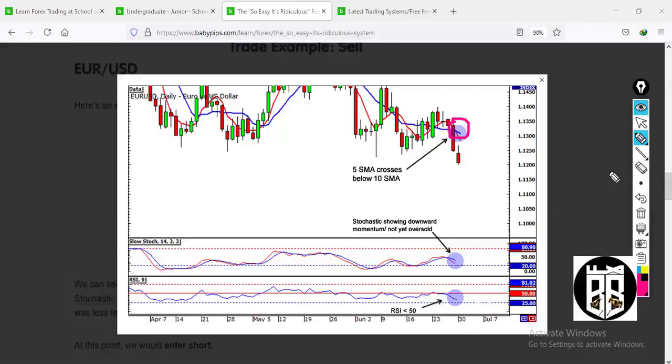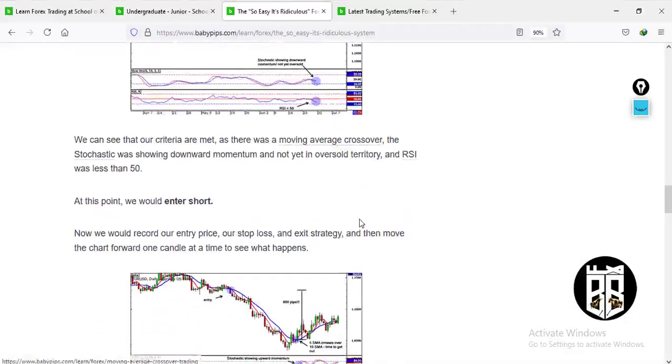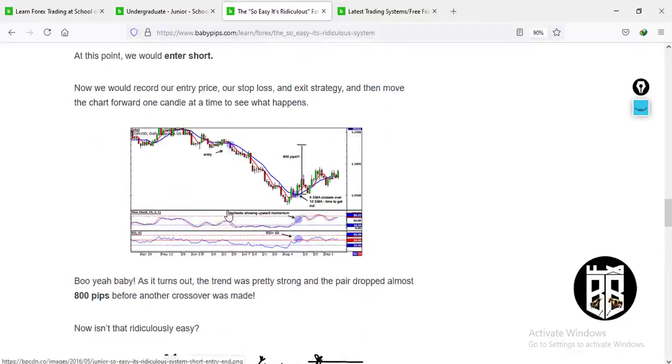It's not in the overbought region yet. Oversold region rather, sorry. So it's a go entry for us. Okay, so we'll enter the trade. At this point, we'll be short.